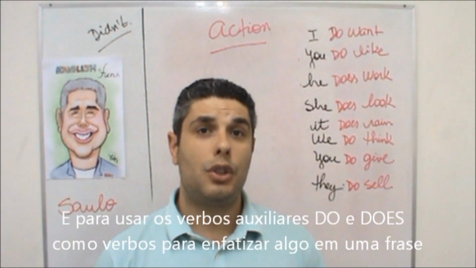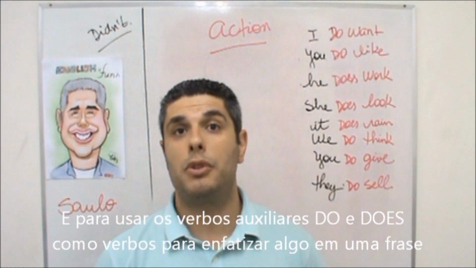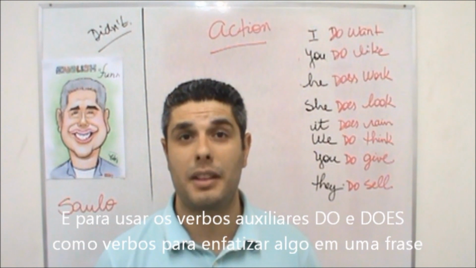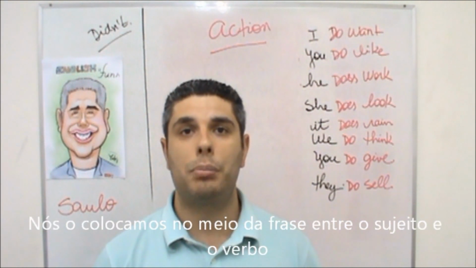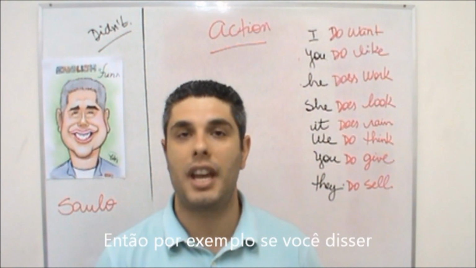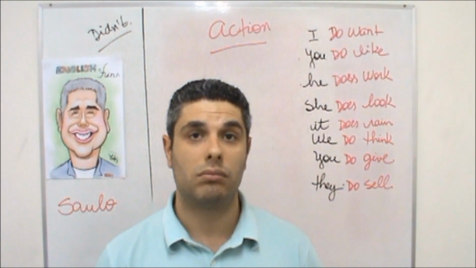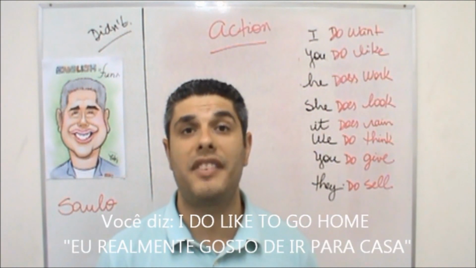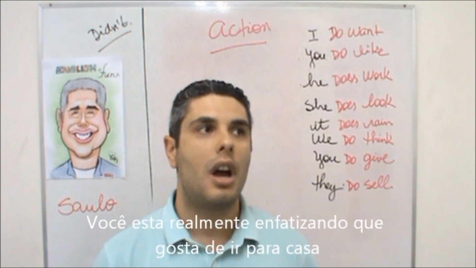Okay, and to use the auxiliary verbs do and does to emphasize something in a sentence, we place them in the middle of the subject and another verb. So for example, if you say, I like to go home, you say, I do like to go home. You are emphasizing that you really like to go home.